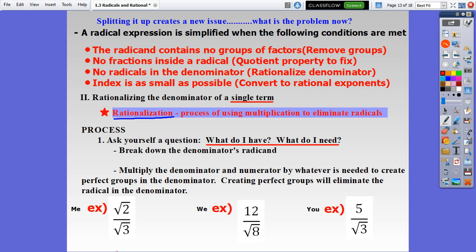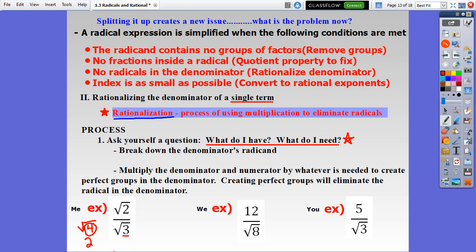So what you want to do is I think you should ask yourself the question, what do I have? What do I need? What do I have? What do I need? The reason is this. The idea of rationalization is simply getting rid of the radical. Now remember, when we get rid of radicals, like let's say square root of 4, doesn't that just go to 2? There's no more radical. So to get rid of a radical, we need the inside to be a perfect square. So we need perfect groups, so there's nothing left inside the radical.